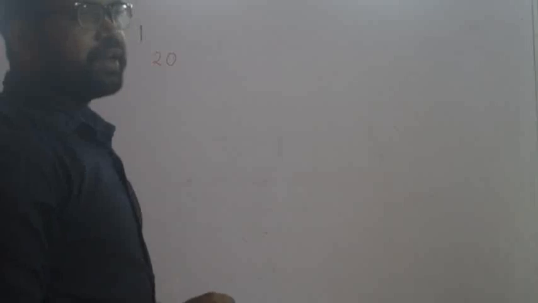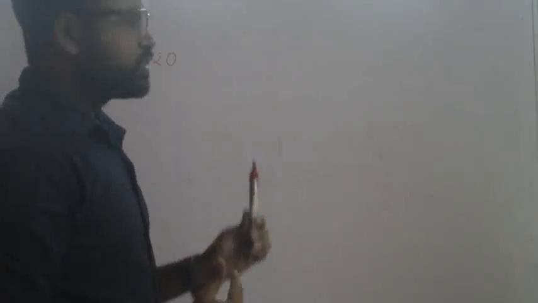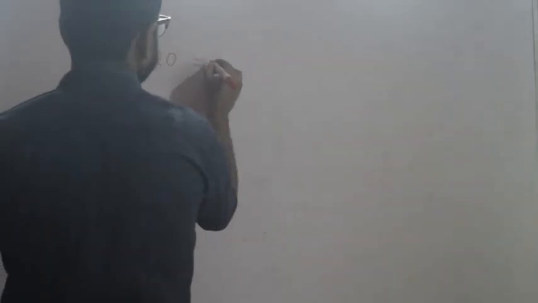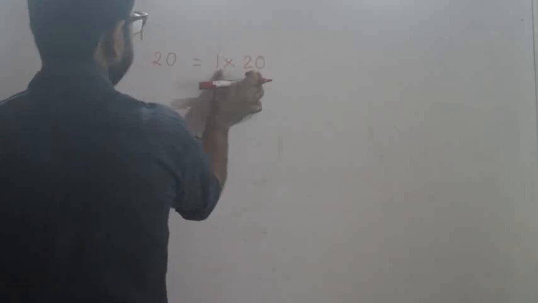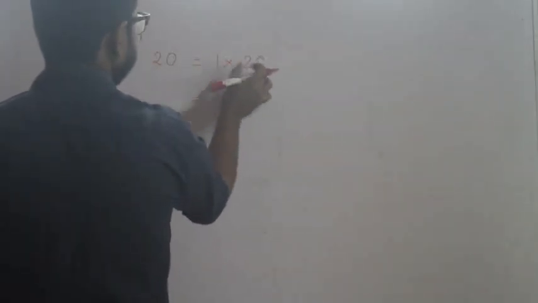Now we shall see how to find factors of a number. For that, let us take one example. Suppose the number 20. Try to express this number as a product of two numbers. So 20 can be written as 1 into 20. This is a possible factor pair of 20, 1 into 20.